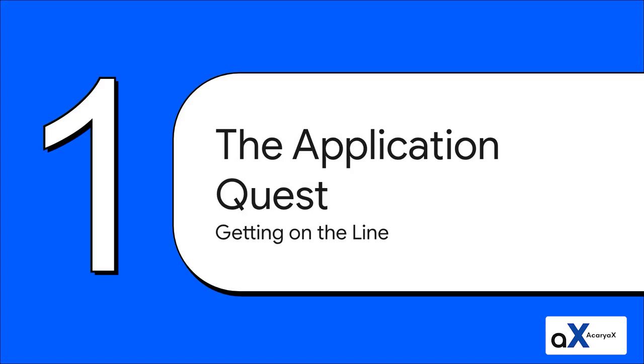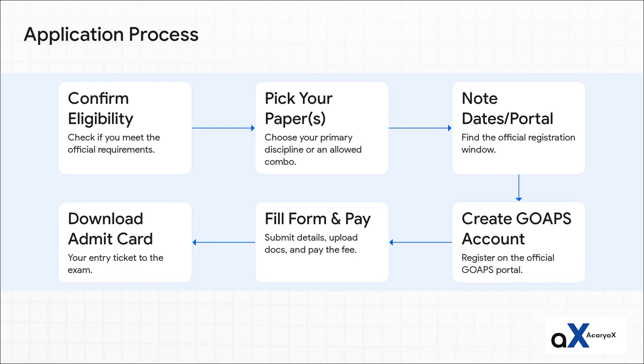First things first, before you even think about cracking open a textbook, you have to get yourself on the starting line. And that means tackling the application process. Think of it as your first quest. It's just about getting all the admin stuff sorted out so you can focus on what really matters. This whole process is done online through the official GOAPS portal, the GATE Online Application Processing System. It's actually pretty straightforward. You start by making sure you're eligible, which you usually are if you're in your third year of engineering or have graduated. Then you pick your paper, create your account, fill out the form. You get the idea. It's just one step after another.